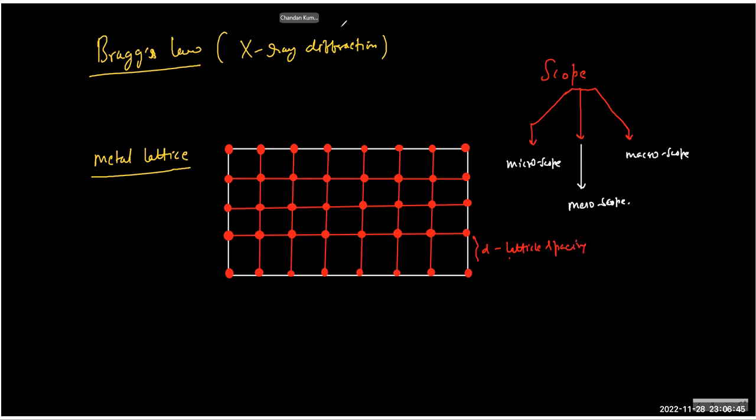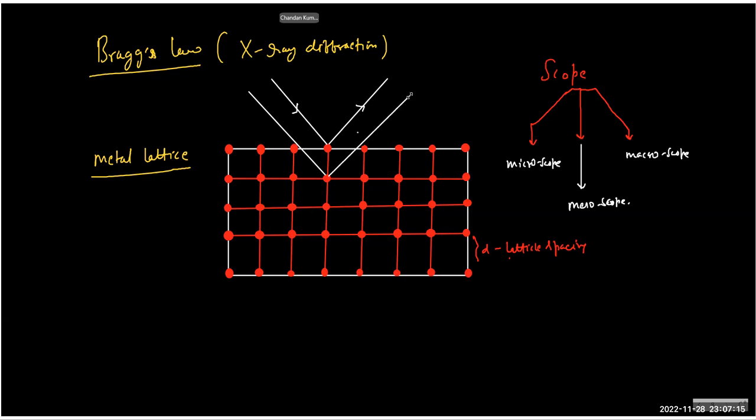And how does the diffraction occur? Let's say the X-ray is coming and hitting this atom and going back this way. So this is like a reflection by the first atom. And then we imagine that some wave is able to penetrate the next layer of the lattice, and it gets reflected somehow like this from the second layer.